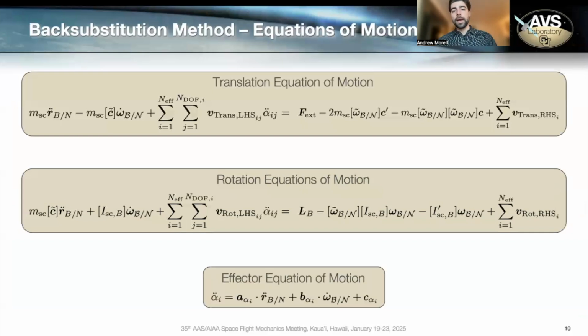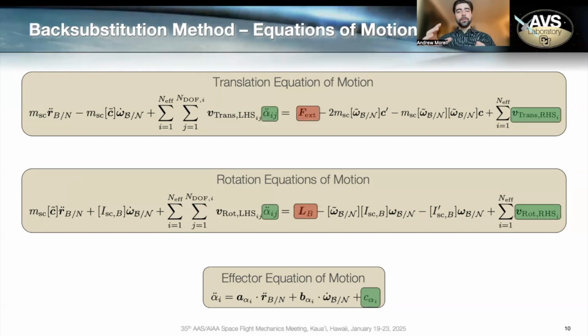We've also worked this out in much more detail in the paper, which I would encourage you to read if you're interested in the mathematics behind it. But just at a high level here, I want to show you what we're moving around within these to achieve these gains. So we see the total spacecraft translational equation of motion and rotational equations of motion, and then our generalized effector equation of motion that would be specific to each state of our effector.